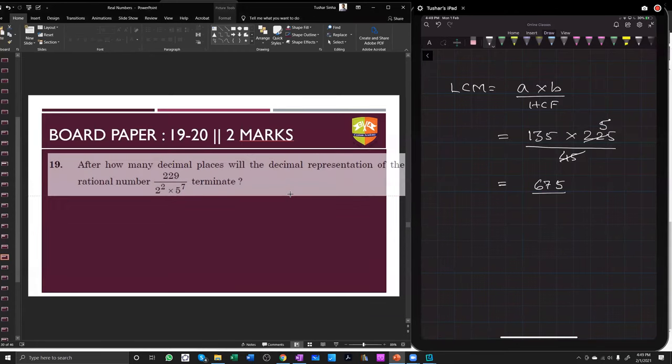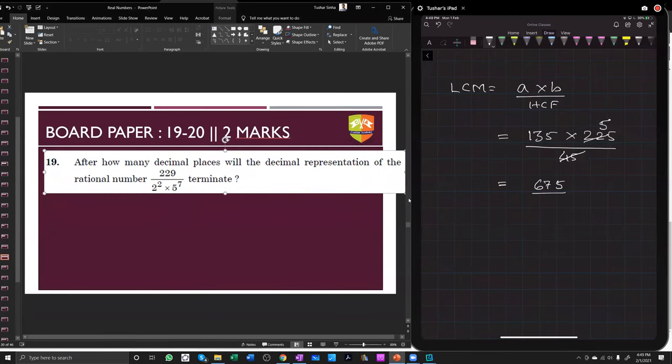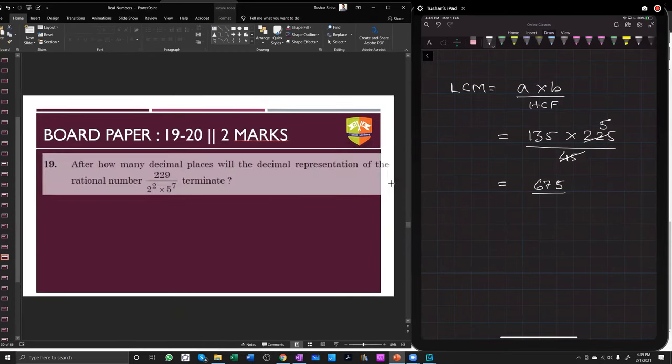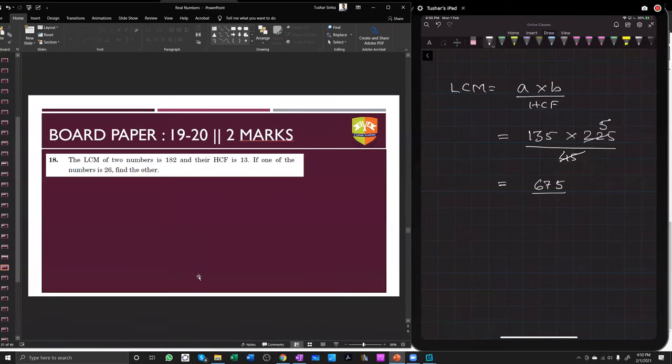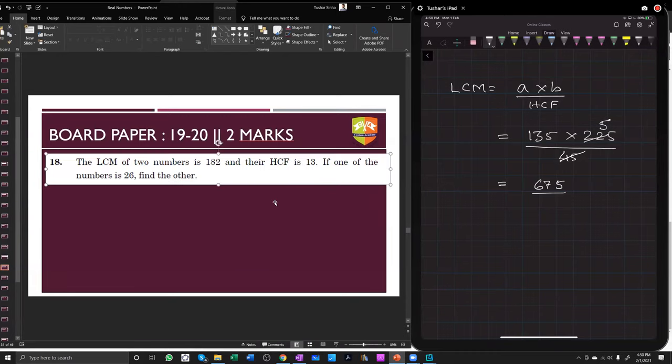2 marks. How many decimal places will the decimal representation of the rational number terminate? 7. Easy. The maximum of the 2. Okay. Good. Next. If the LCM of 2 numbers is 180, similar questions. Typically, similar questions. If one of the numbers is 26, find the other.